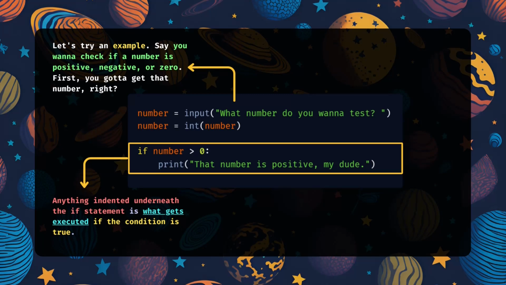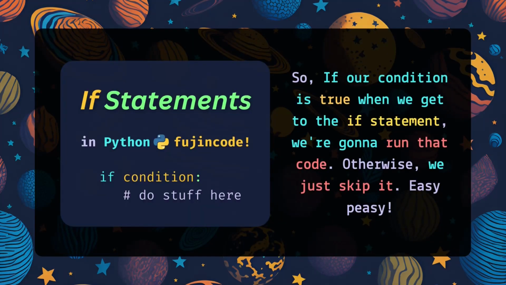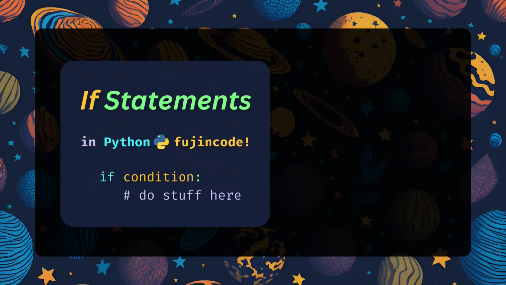So if it is, we can do something like, in this example, the if statement checks if number is greater than 0. If it is, we get a message saying, that number is positive, my dude. Nice. So, if our condition is true when we get to the if statement, we're going to run that code. Otherwise, we just skip it. Easy peasy.